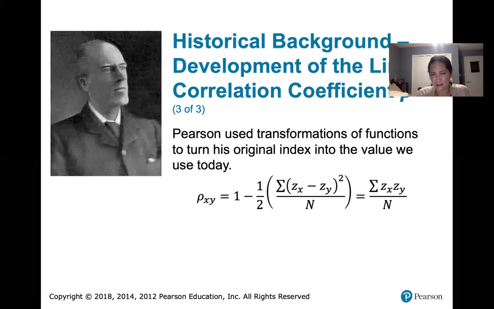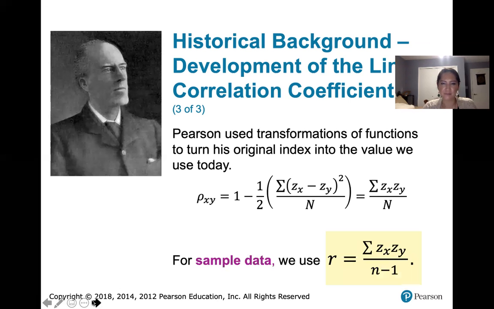Now, if you do a bunch of algebra, you can show that this right here simplifies to this. What we end up with is a sum of the products of the z-scores for the x value and the corresponding y value in each ordered pair, divided by the population size for the entire population. That is giving us the linear correlation coefficient rho for the population. Now, in practice, if we're using sample data, rather than dividing by that sample size n, we're going to divide by 1 less than the sample size, n minus 1, in order to get our linear correlation coefficient r.